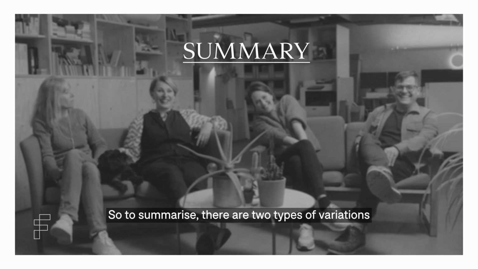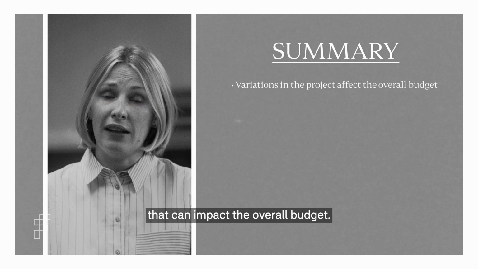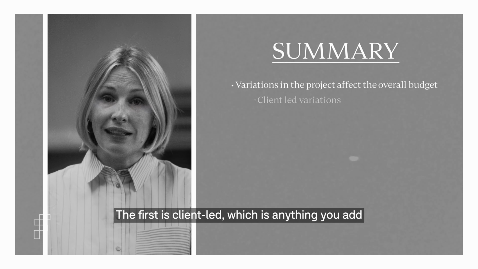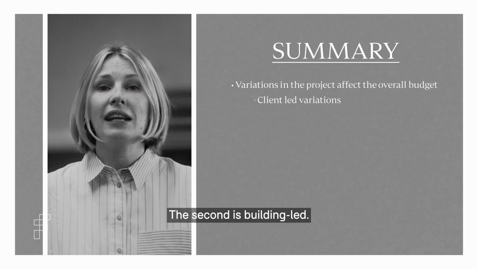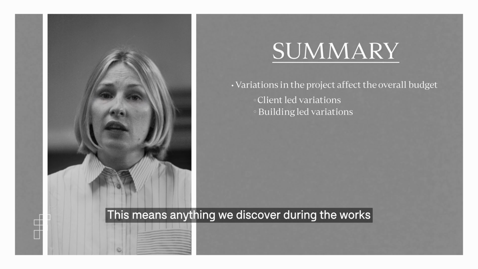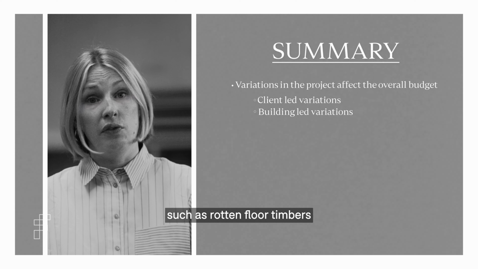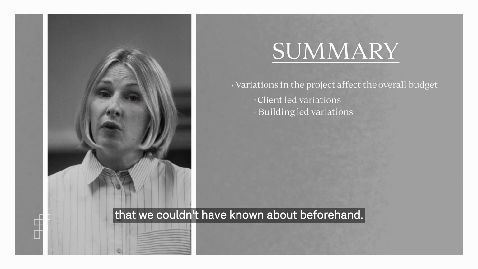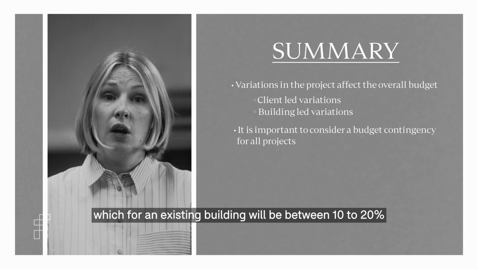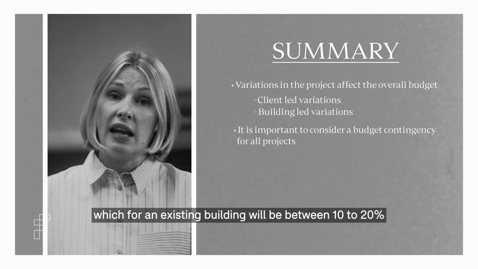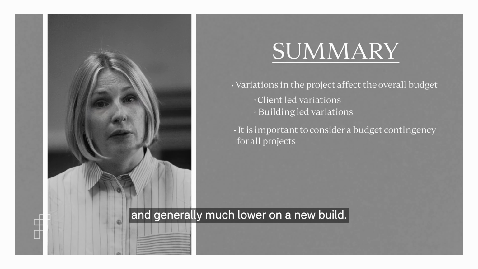So to summarise, there are 2 types of variations that can impact the overall budget. The first is client-led, which is anything you add or change during the process. The second is building-led. This means anything we discover during the works, such as rotten floor timbers, that we couldn't have known about beforehand. That's why it's so important to have a budget contingency, which for an existing building will be between 10 to 20% and generally much lower on a new build.